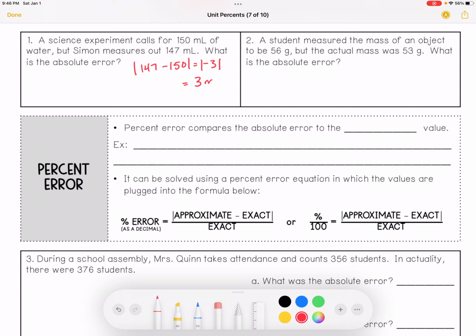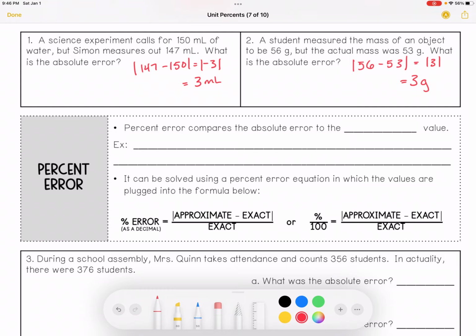So 3 milliliters. A student measured the mass of an object to be 56 grams, but the actual is 53 grams. What is the absolute error? So our approximate is 56. The actual, or the exact, is 53. That gives us the absolute value of 3, or 3 grams.